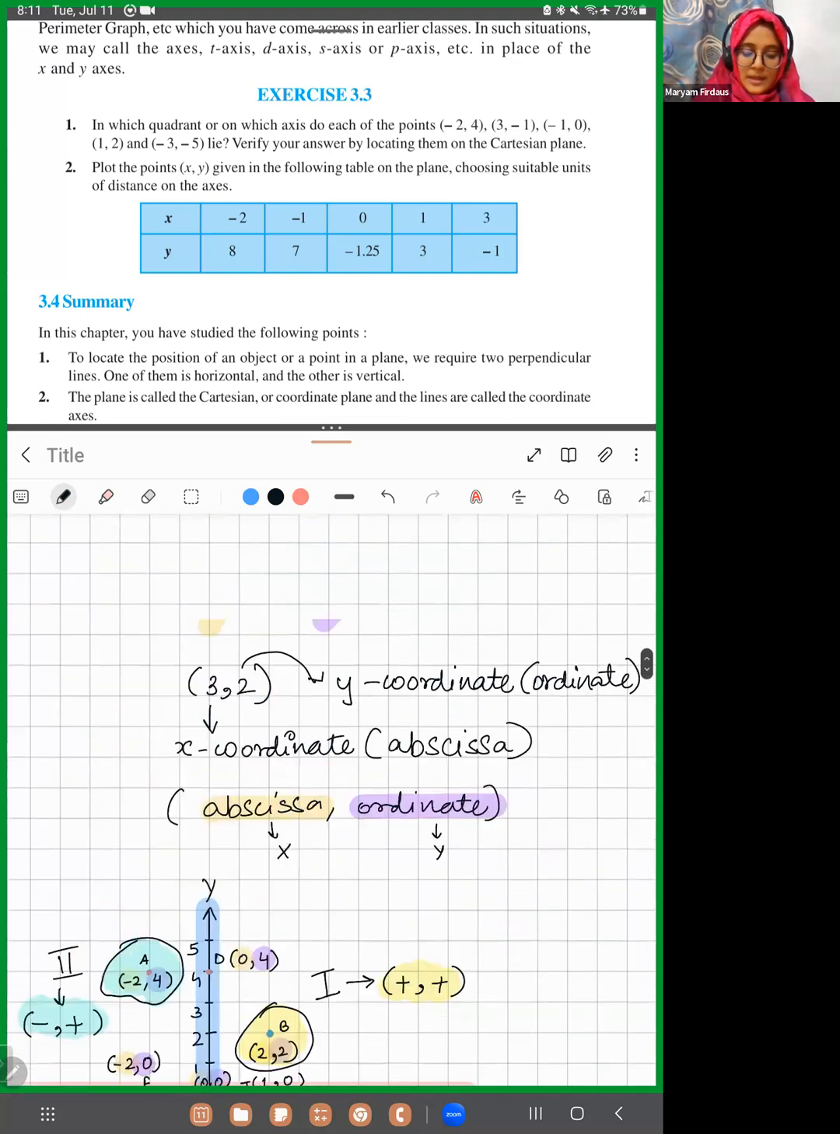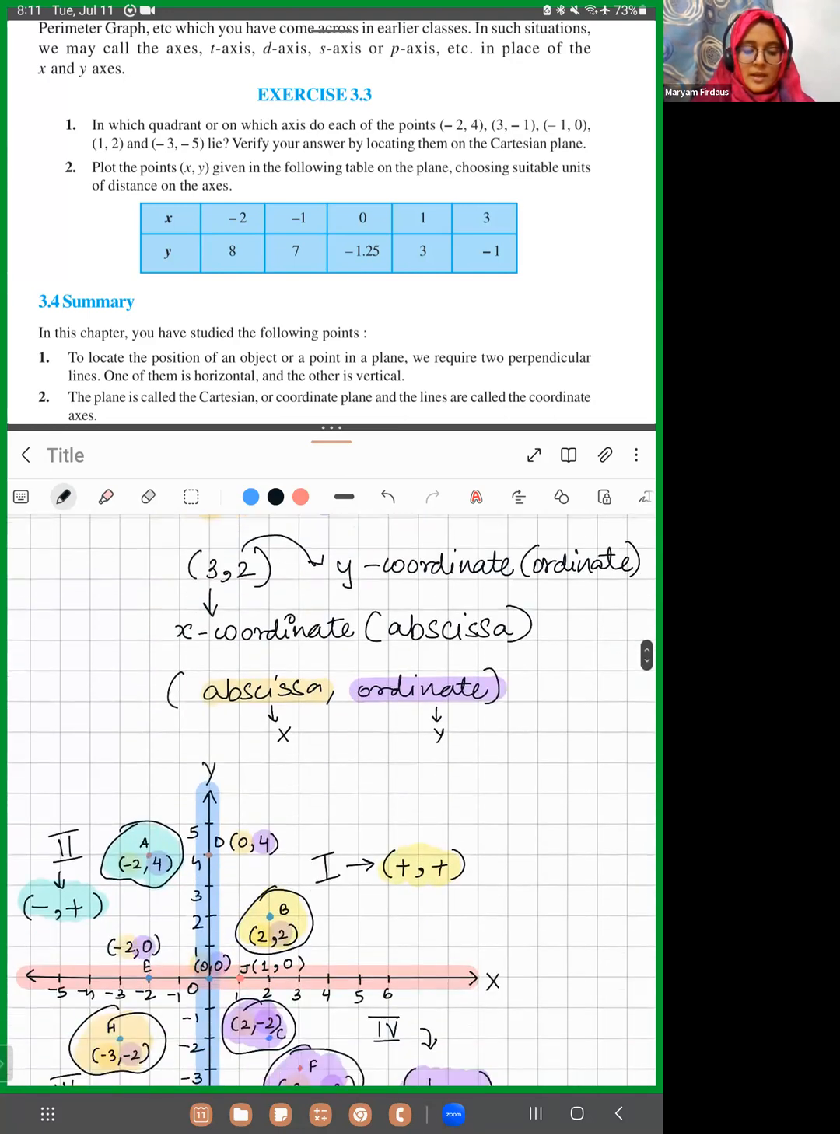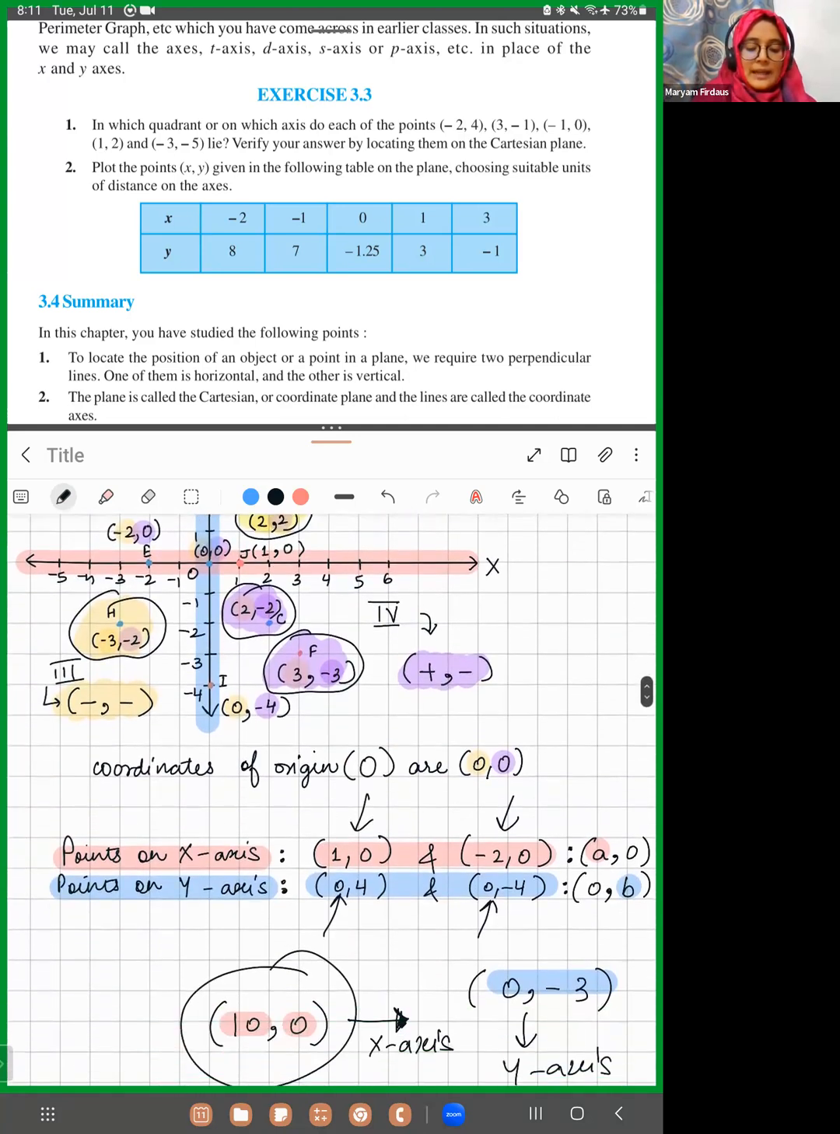Let me just bring it up. See, here you go. Any point that lies on the x-axis, its y coordinate will be 0. And any point which lies on the y-axis, its x coordinate will be 0. I hope you're all paying attention, Abdul Rahman. Just remember this: if it lies on the x-axis, y coordinate is 0. If it lies on the y-axis, x coordinate is 0.